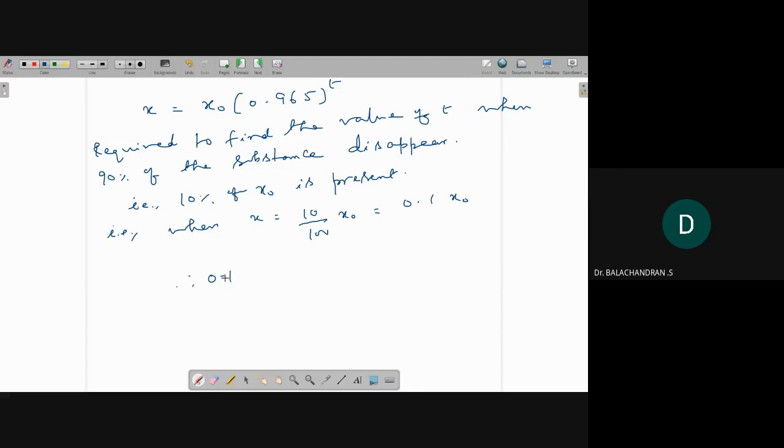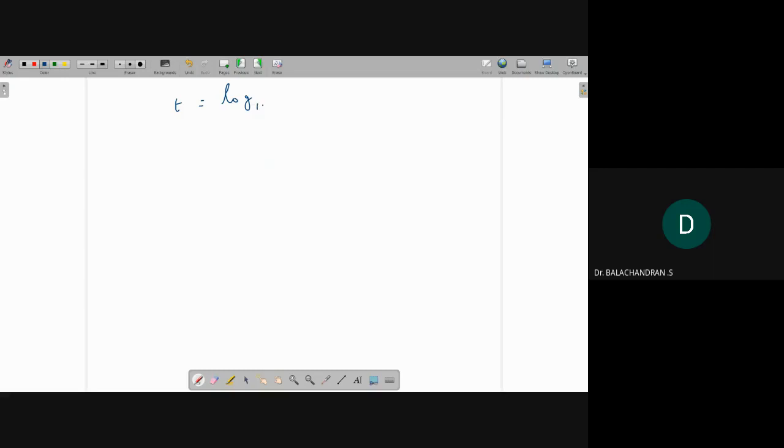0.1 x naught, this 10% of x naught, equal to x naught into 0.965 whole power t. So from this equation, x naught gets cancelled. So this implies 0.965 whole power t equal to 0.1. So if you take log on both sides, t log base 10 of 0.965 is equal to log base 10 of 0.1. So now t equal to log 0.1 divided by log 0.965.